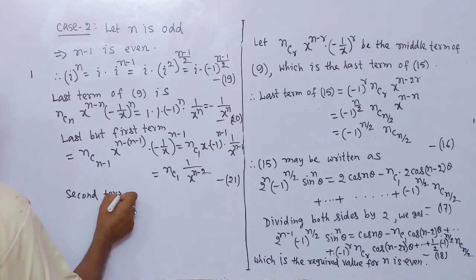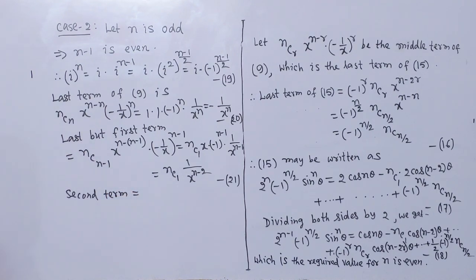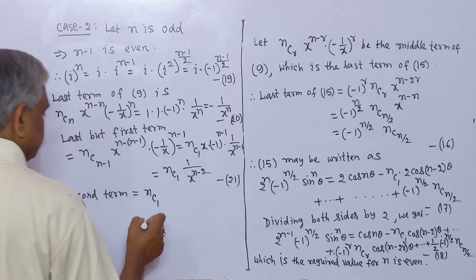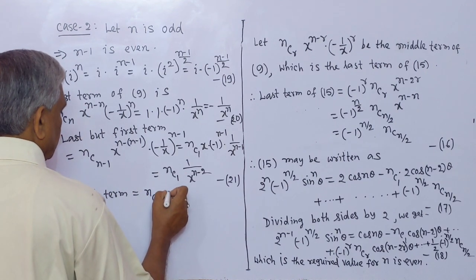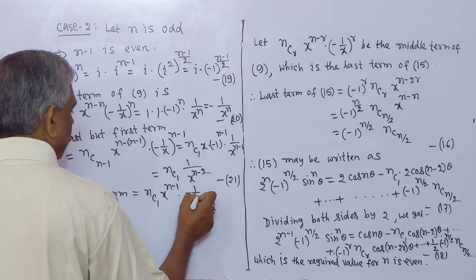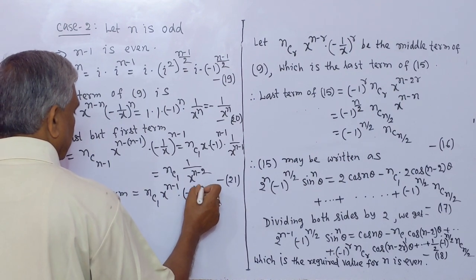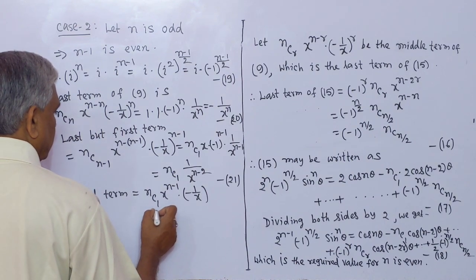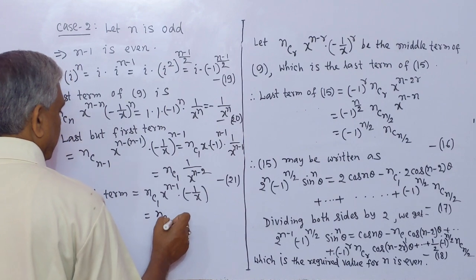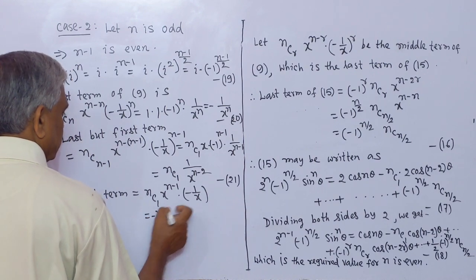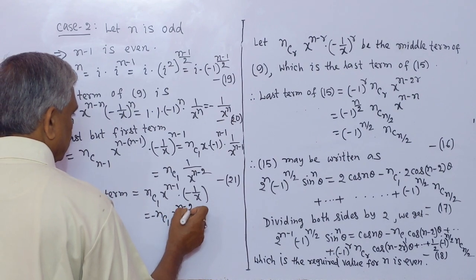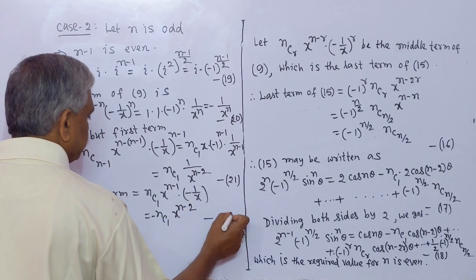Second term equal to nC1 x to the power n minus 1 multiplied by minus 1 by x, and this is equal to nC1, here minus, this minus sign, x to the power n minus 2. This is 22.